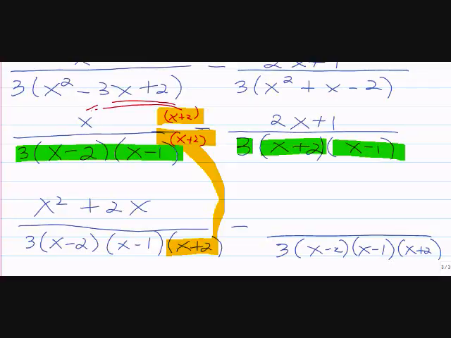All right. Now the fraction on the right. Its denominator has the x plus 2, the x minus 1. It's missing the x minus 2. So let's get it there by multiplying the fraction on the right by x minus 2 over x minus 2. All right. So now I've got 2x plus 1 times x minus 2. And the x minus 2, I already have in that common denominator. Looking good. Now we got another step.